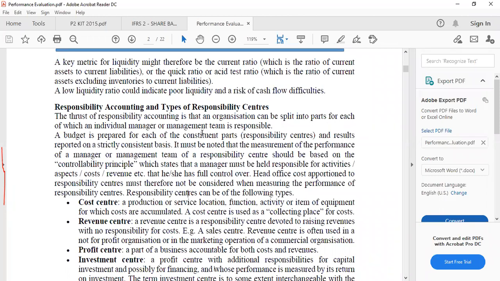Let's come to profit center. If they say profit center, they generate revenue as well as incur costs. So at the end, they get the profit resulting from the two. The profit is what we get when we subtract cost from revenue. So if they say profit center, it means that they incur costs and also generate what? Revenue.